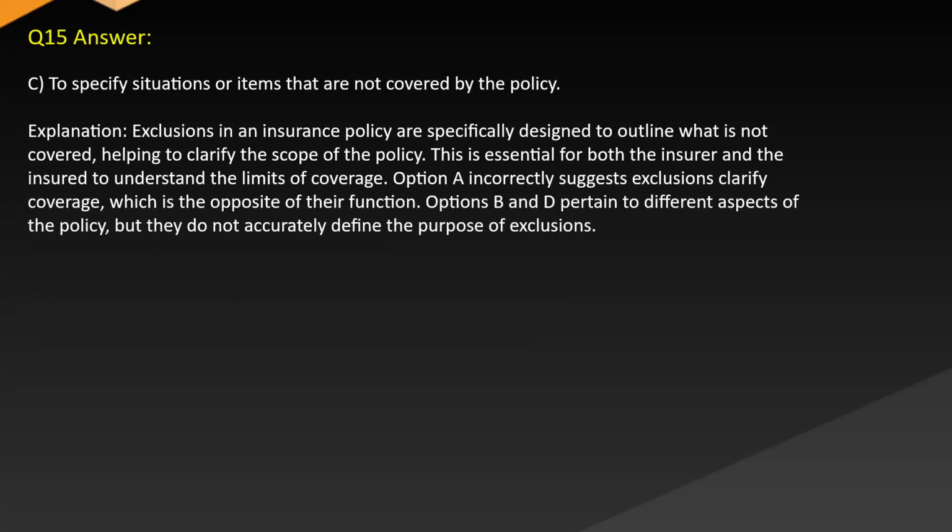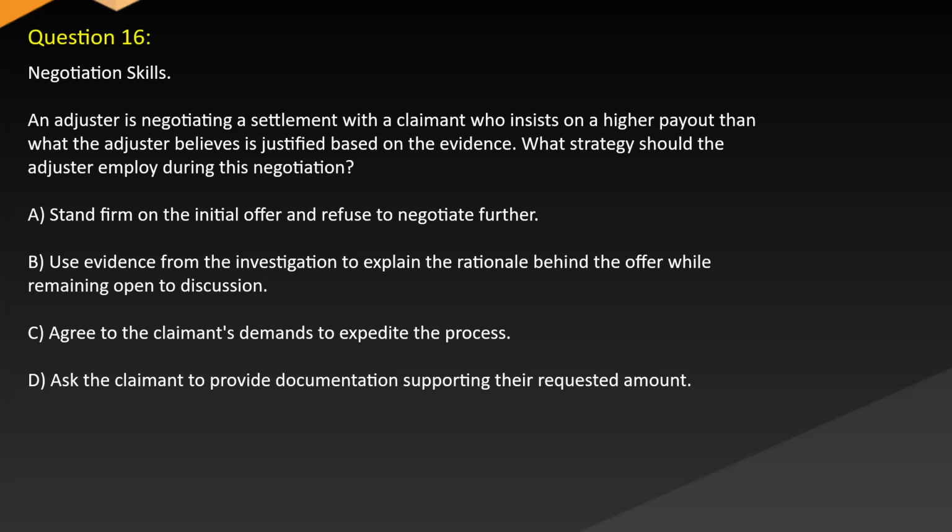Answer: C. To specify situations or items that are not covered by the policy. Explanation: exclusions in an insurance policy are specifically designed to outline what is not covered, helping to clarify the scope of the policy. This is essential for both the insurer and the insured to understand the limits of coverage. Option A incorrectly suggests exclusions clarify coverage, which is the opposite of their function. Options B and D pertain to different aspects of the policy, but they do not accurately define the purpose of exclusions.